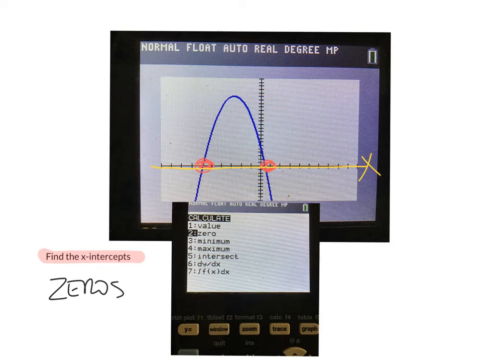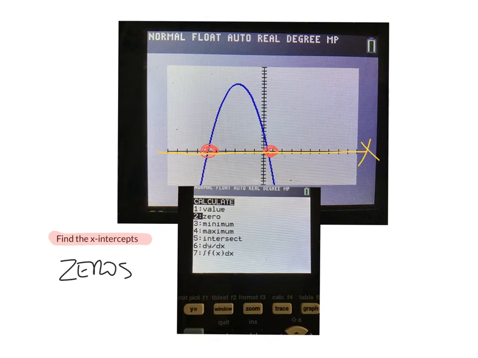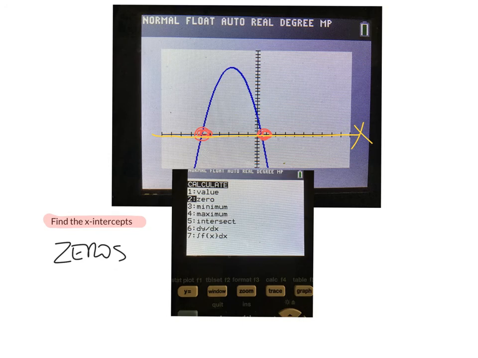Now what you have to do on your calculator is press the second button, which is that blue button, and then go to trace where it says above it, calculate. And you're going to go to option 2, which says 0. So the way you find the x-intercepts is you press the second button and then trace for calculate, and then you go to option 2 for 0. Now what's going to happen is this.